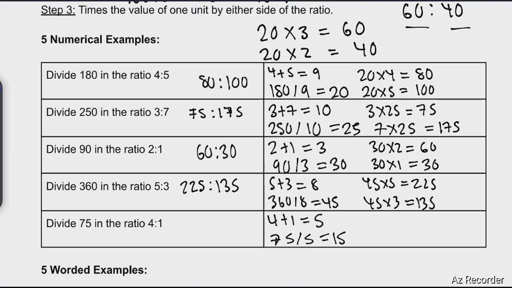That's the value of 1 unit. And then we want to times the value of 1 unit by either side of the ratio. So 15 times 4 is equal to 60. 15 times 1 is equal to 15. And we can present that 60 to 15. And if you add these both up, they equal 75.